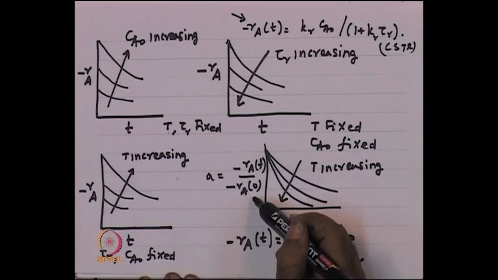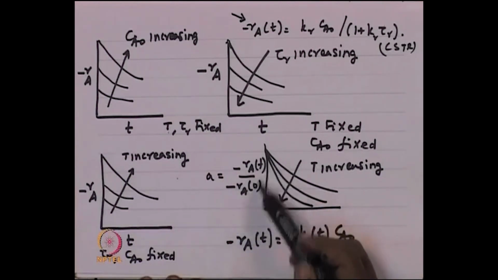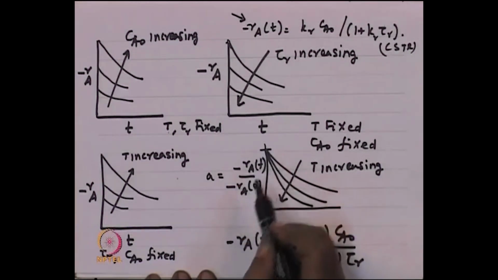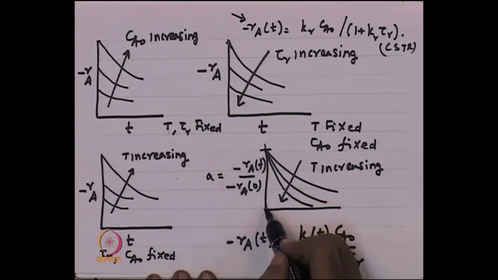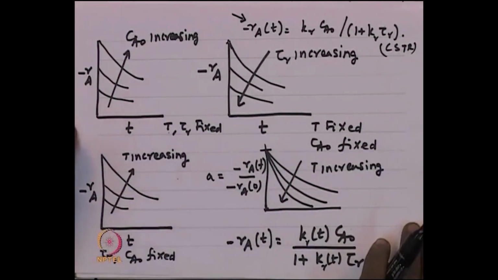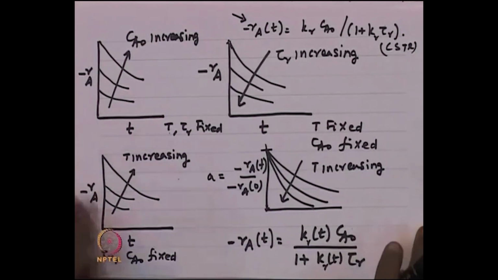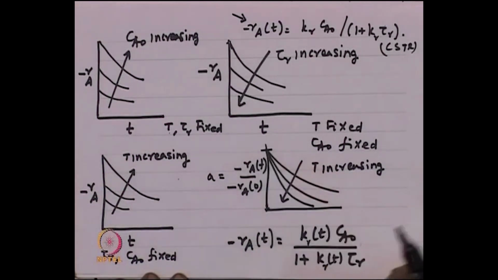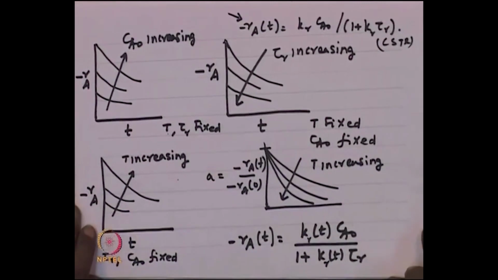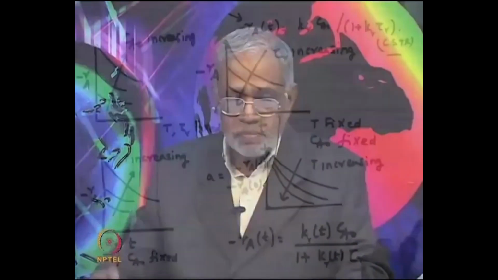Now, the moment you do it in this form, you will find that the activity at 0 time should be 1. So, we can normalize the activity as 1, so that we can plot all the data in one curve. That is the advantage of this normalization. Is it clear? So, what we have tried to do is conduct an experiment, and this experiment we have done in a CSTR.